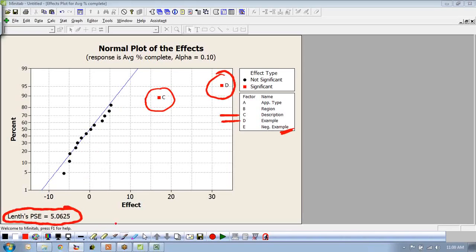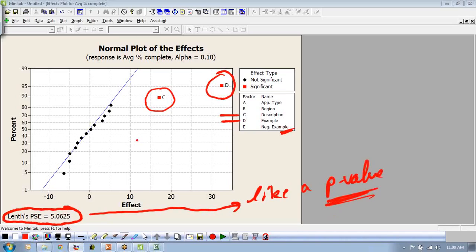Now, I want you to notice one other thing here, and that is Lenth's PSE. Now, what the heck is that? Well, it's like a p-value. It isn't a p-value, but it's like it. We're just hanging in there, but it's like a p-value, and I'll show you why I say it's like one in just a moment.